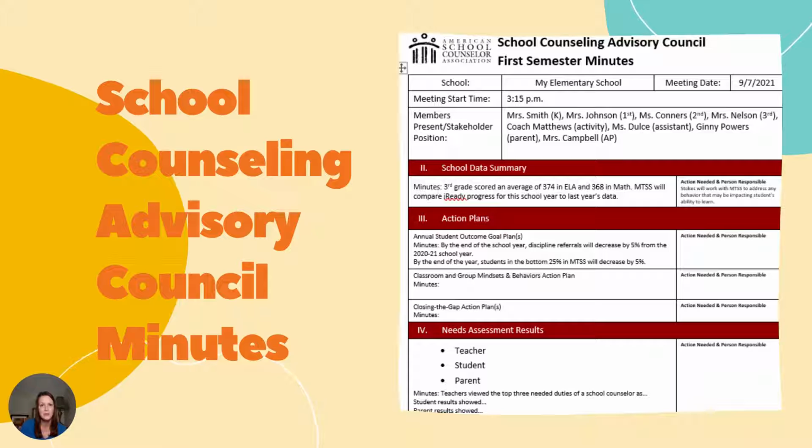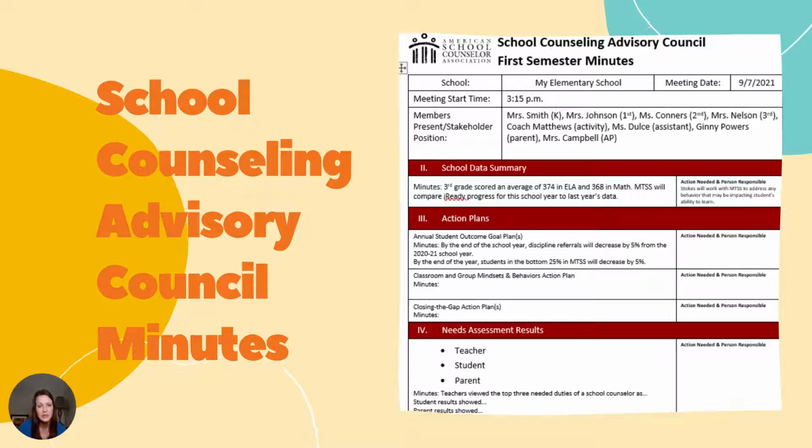I try to have a member from each grade level. I also try to include an assistant teacher and an activity teacher. Sometimes you may want to include your school nurse. You want to include an administrator, and when possible, include a parent. And I know some counselors, depending on your grade level, like to include students.